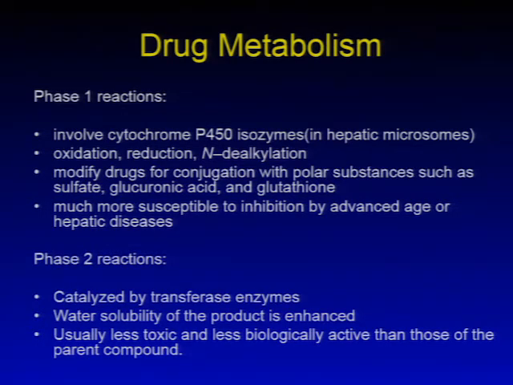It modifies the drugs for conjugation with polar substances such as sulfate, glucuronic acid, and glutathione, and is much more susceptible to inhibition by advanced age or hepatic diseases. Phase 2 reactions are catalyzed by transferase enzymes. Water solubility of the product is enhanced, and it is usually less toxic and less biologically active than the parent compound.